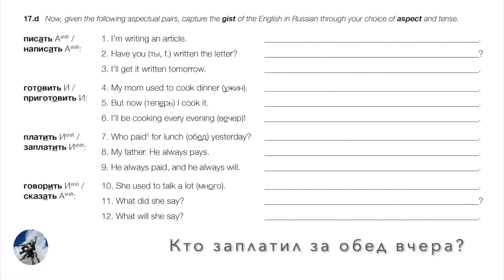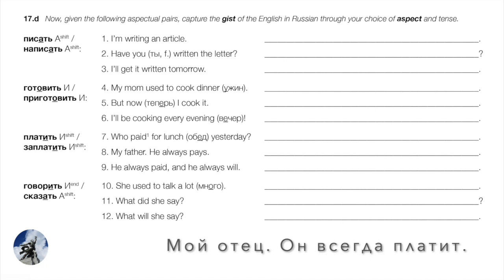My father, мой отец, right? Or мой папа, he always pays. That's present tense. On top of that, here we have the always, right? The repetition, clearly imperfective. Он всегда платит. Dad always pays for lunch.